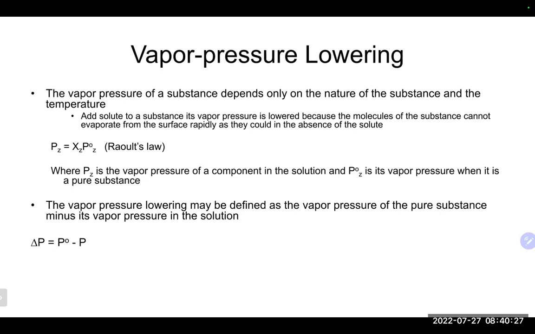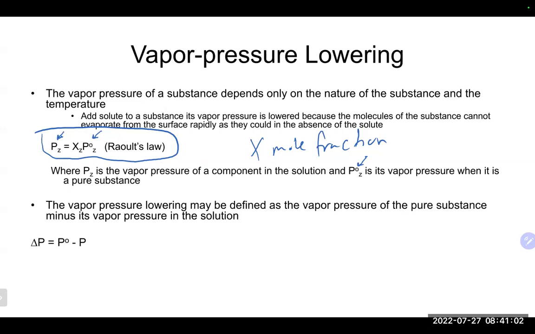This is what is sometimes referred to as Raoult's law. And that is the vapor pressure of the component of a substance is equal to the mole fraction. So again, the X here is the mole fraction for that component, and the P with the little knot on top is the vapor pressure of the pure substance or the pure solvent by itself. So this is the vapor pressure of basically the solution, where that's not just the solvent by itself.